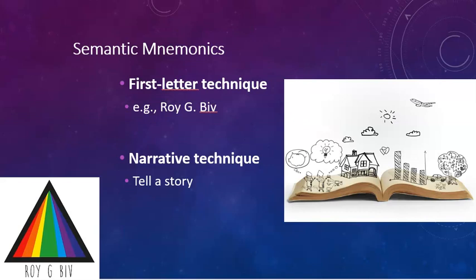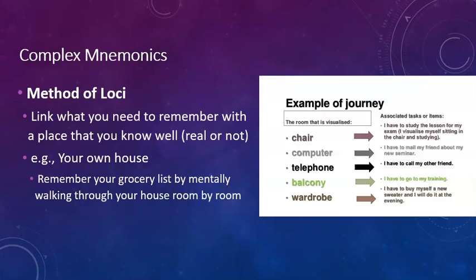Now some semantic mnemonics would be, again, using semantics, so we're using word meaning to help remember things. The first one, of course, is the first letter technique. We talked about Roy G. Biv. And then the narrative technique, which tells a story. And then the final one is the complex mnemonics. An example would be the method of loci.